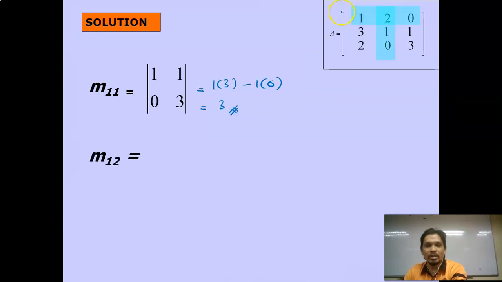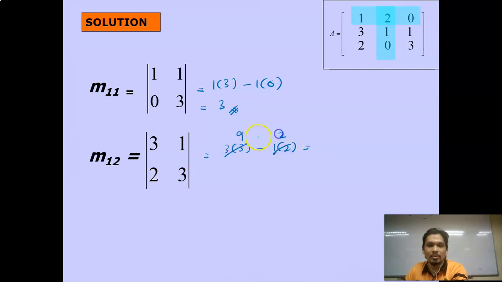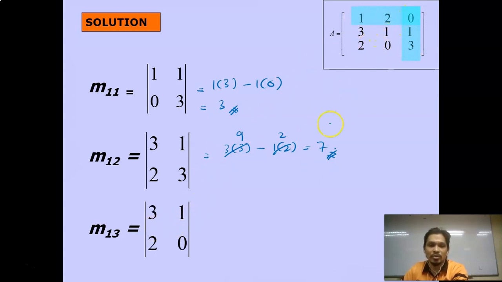And M12: delete the first row and the second column, you get 3, 1, 2, 3. So then 3 times 3 minus 1 times 2. 3 times 3 equal to 9, minus 2, 7. Minor of 1, 3: delete the first row and the third column. Then we get 3, 1, 2, 0. 3 times 0 minus 1 times 2, 0 minus 2, negative 2.